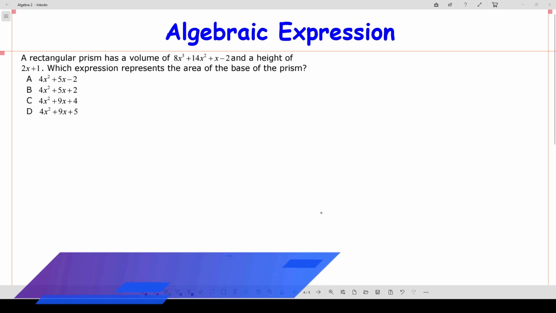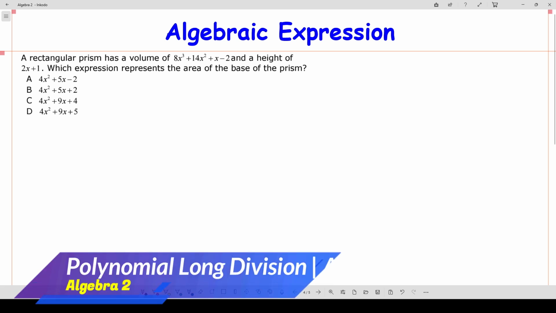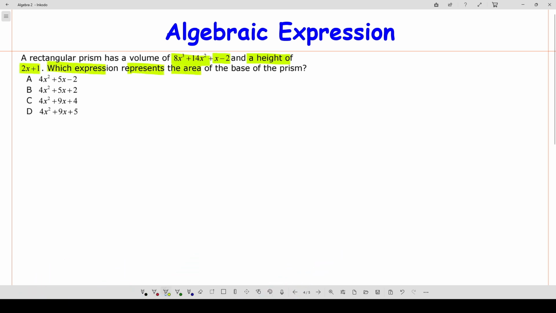A rectangular prism has volume of 8x cubed plus 14x squared plus x minus 2 and a height of 2x plus 1. Which expression represents the area of the base of the prism?